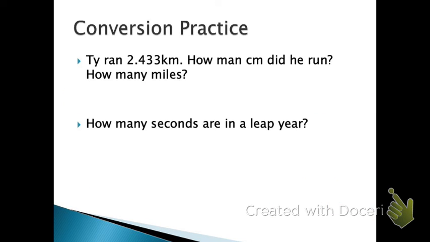Try that one on your own. How many seconds are in a leap year? What do you have to know first? You got to know how many days are in a leap year. Tell me how many days are in a regular year. 365. So what happens in a leap year? 366 days. There you go. You get one extra day. So you start with 366 days, converted all the way to seconds.